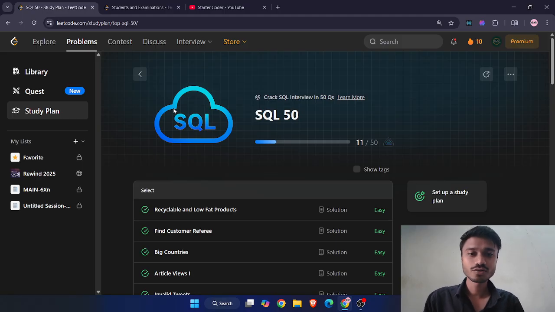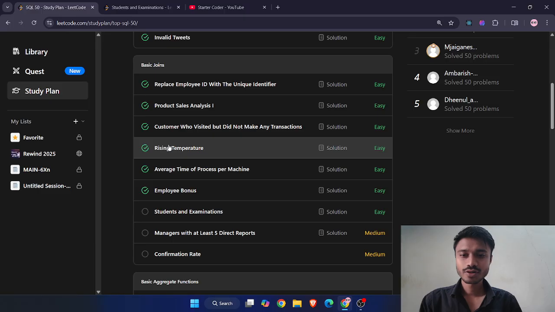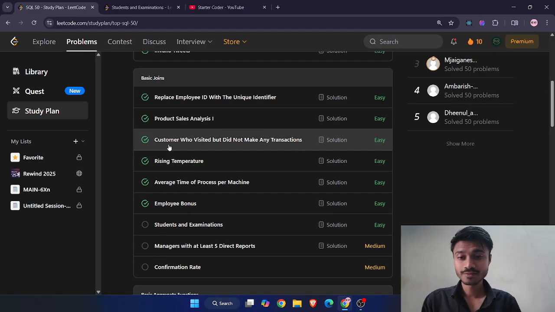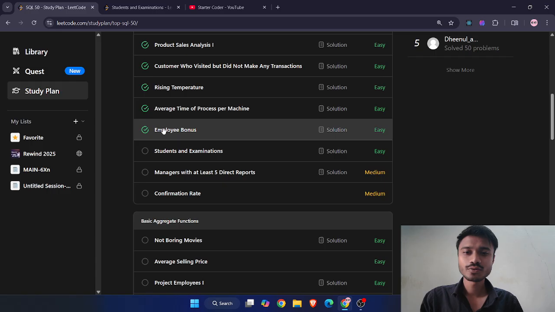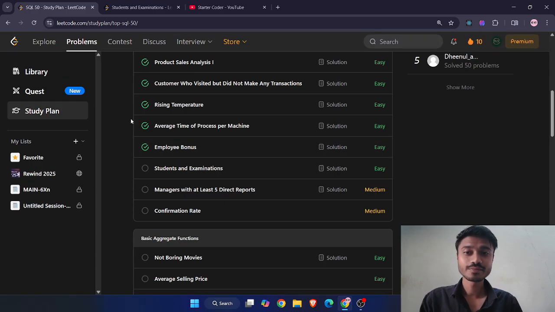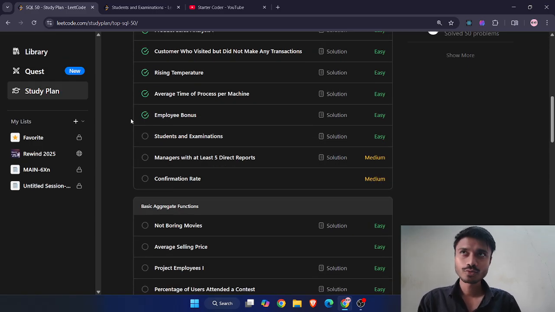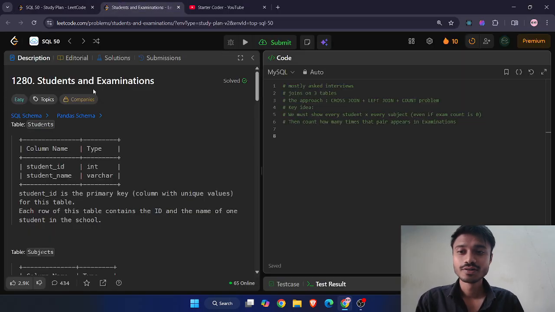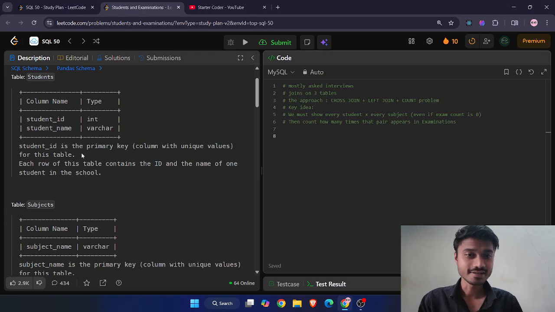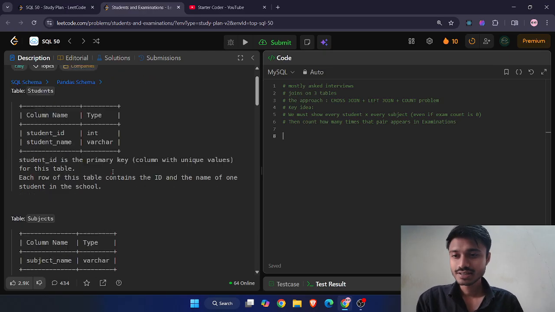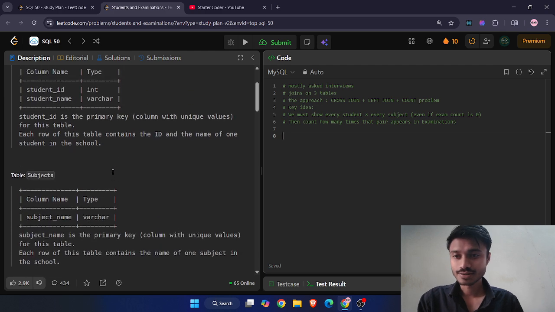We are solving the SQL 50 sheet, and here we have solved 11 problems from this sheet. Today we are going to solve the students and examination problem. Yesterday we solved the employee bonus, which was a pretty simple left join problem. But today there is one tricky problem, students and examination, which is marked as easy, but it's not easy at first glance. It gives us three tables.